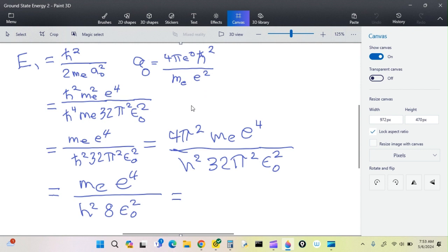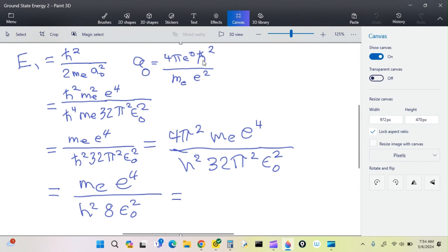Now, who loves algebra? That's what's coming up next, is algebra. So let me talk through this so that you can follow along. This a sub 0 squared is in the denominator. So the things that are in this denominator are going to shift up to the numerator, and the things that are in the numerator will remain in the denominator. Okay, let's see what remains there. Okay, 4 pi epsilon sub 0, h squared.